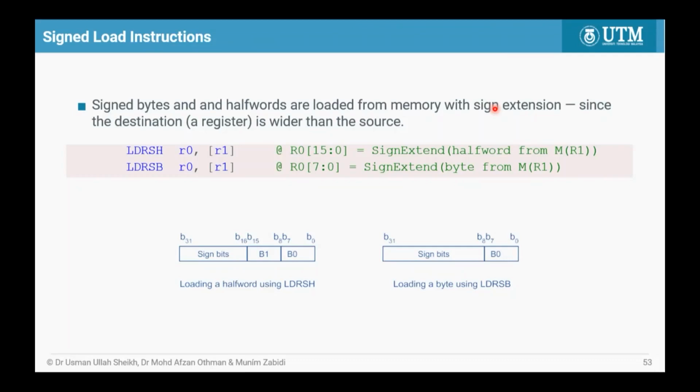So if you're going to load a half word, you use the LDRSH. You just load the 16-bit number to this register, and the remaining bits will be filled up by the sign bits. What about the LDRSB? Similar. You just load the 8 bits to your register, and the remaining bits here will be filled up by your sign bits, depending on the sign value, either a 0 or 1.